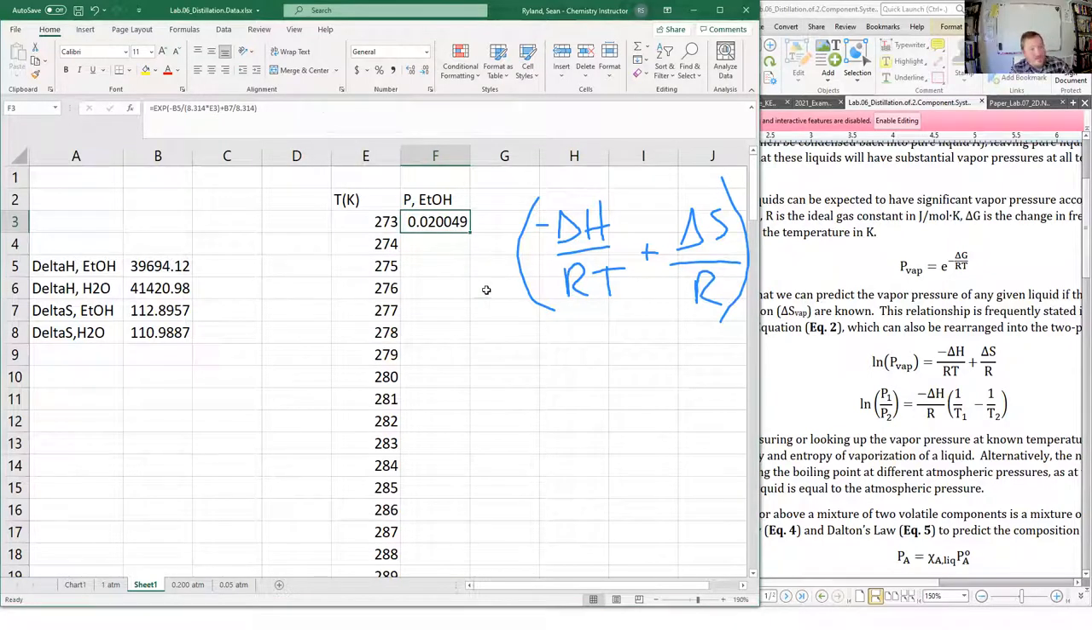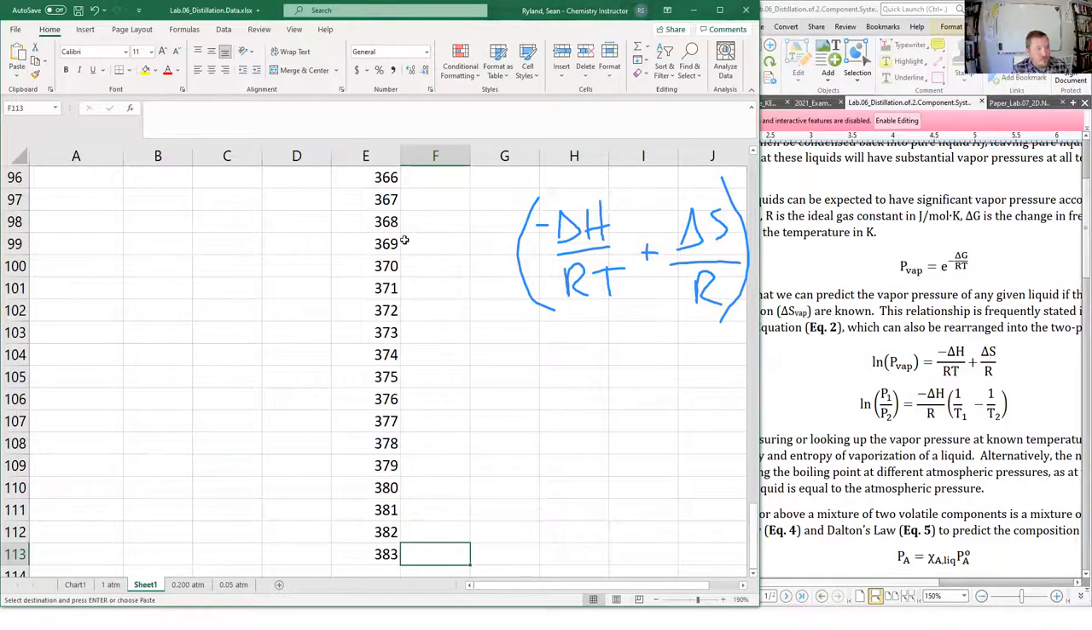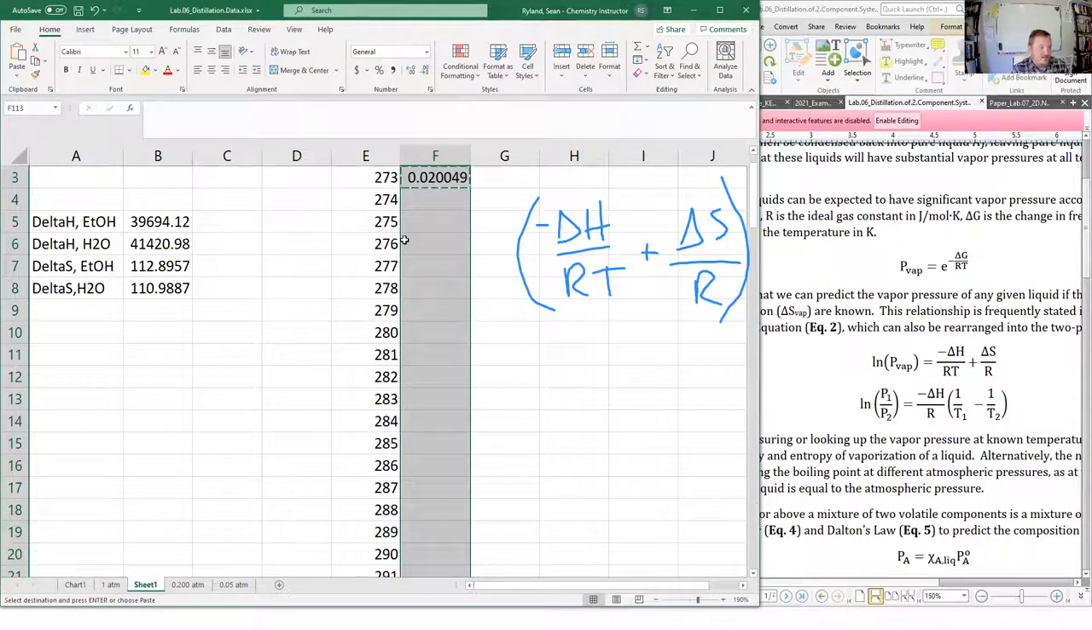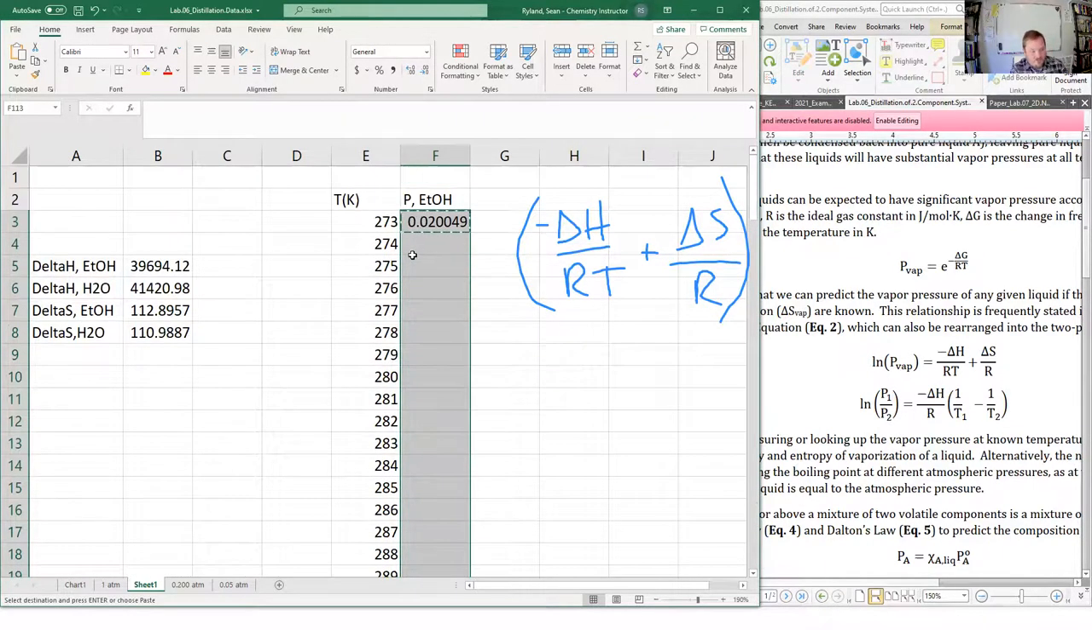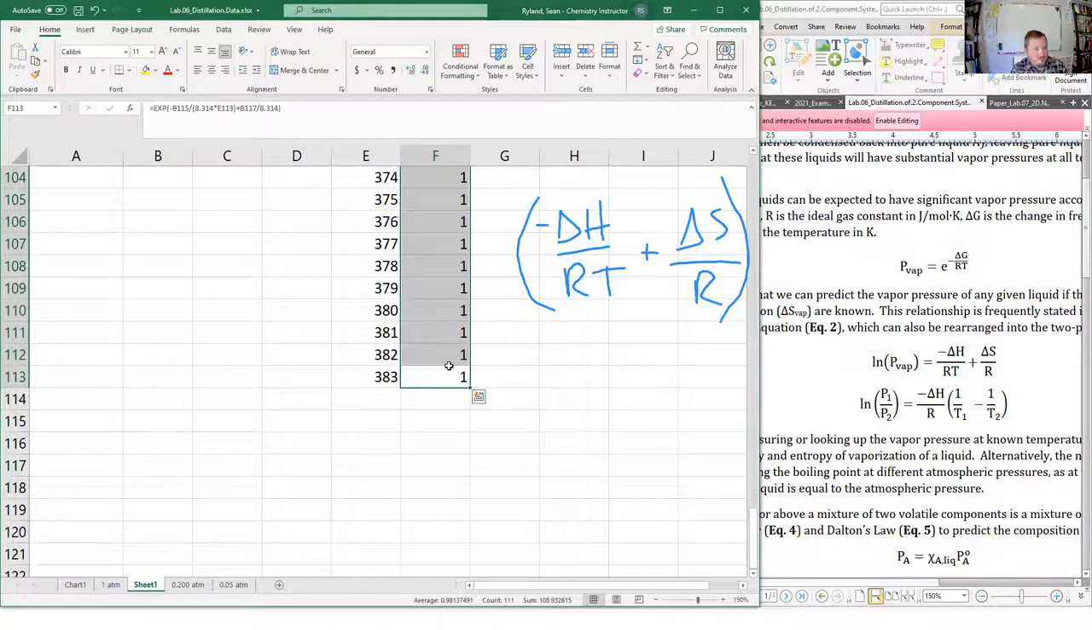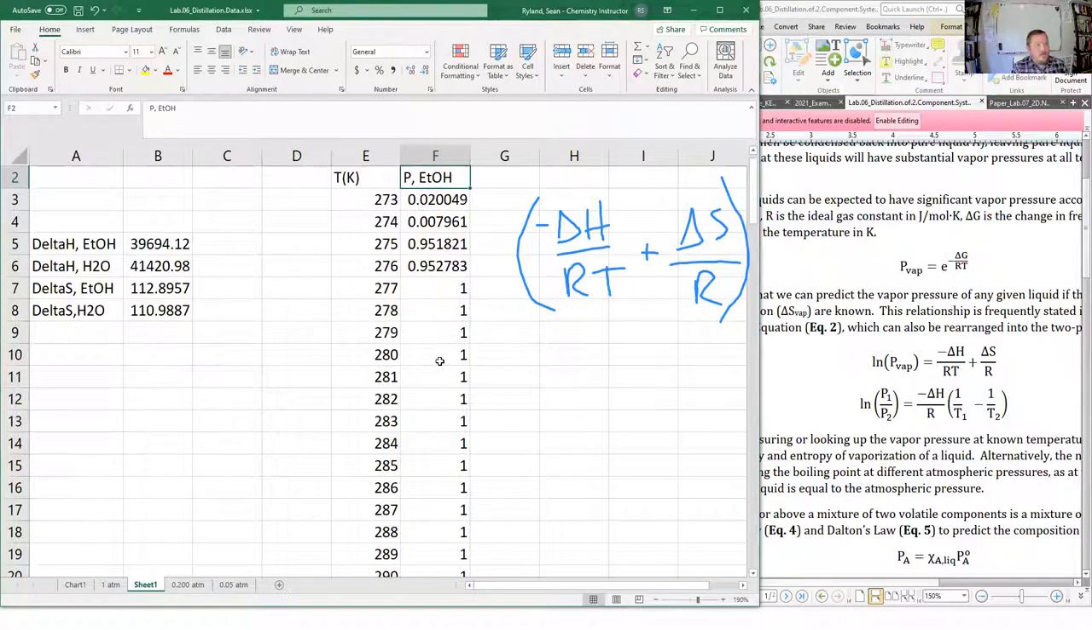a number here. And the advantage of doing this in Excel is that now we have over 100 data points. We don't want to type that in 100 times. So we can copy and paste that into everything that has a temperature next to it. That's going to copy and paste our formula for each of these.